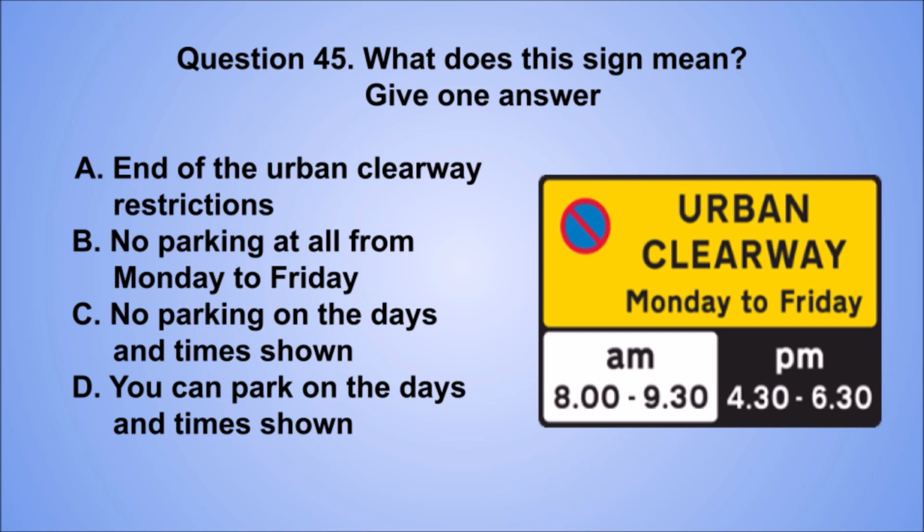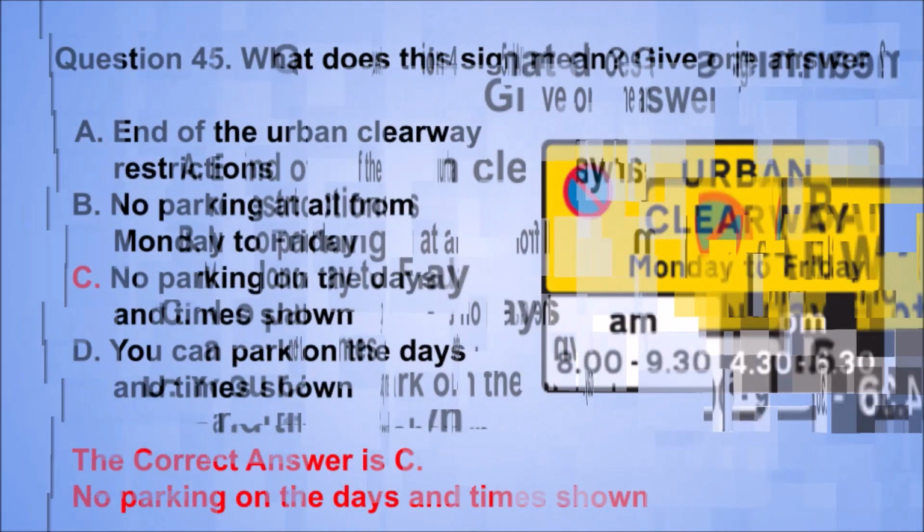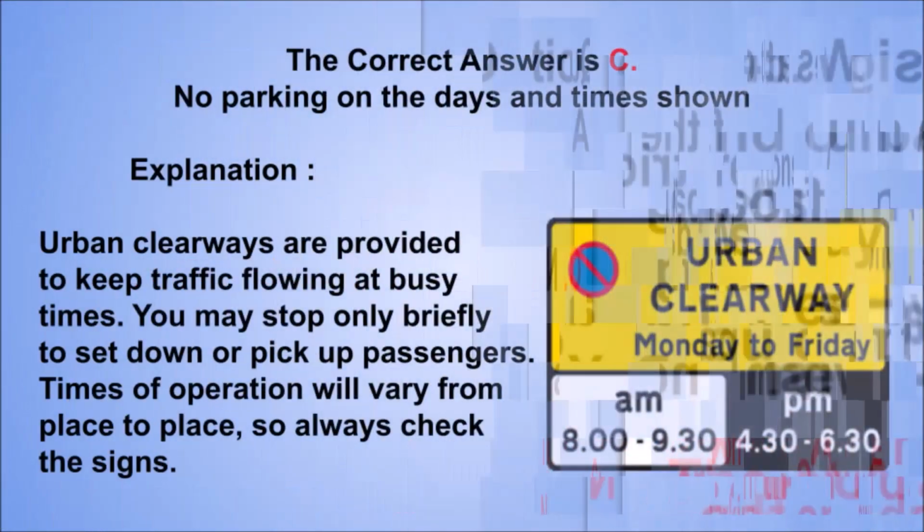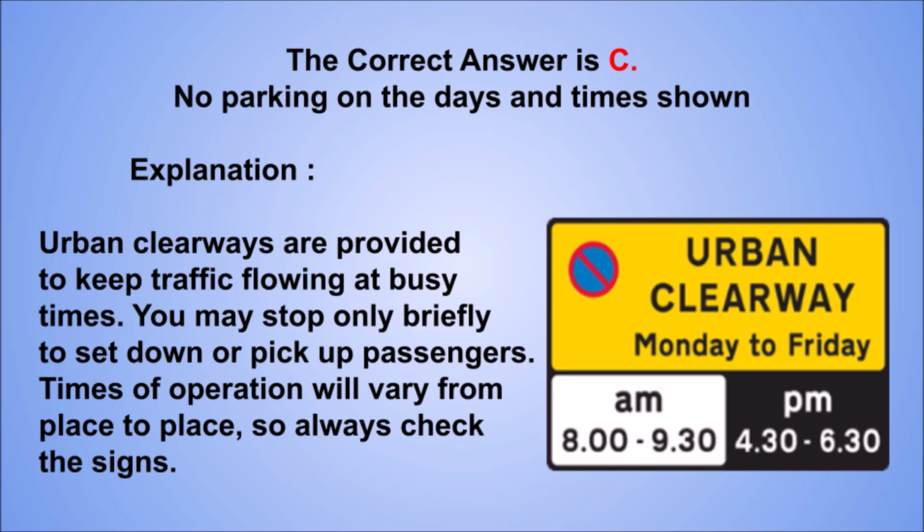Question 45. What does this sign mean? Give one answer. A. End of the urban clearway restrictions. B. No parking at all from Monday to Friday. C. No parking on the days and times shown. D. You can park on the days and times shown. The correct answer is C. No parking on the days and times shown. Explanation. Urban clearways are provided to keep traffic flowing at busy times. You may stop only briefly to set down or pick up passengers. Times of operation will vary from place to place, so always check the signs.